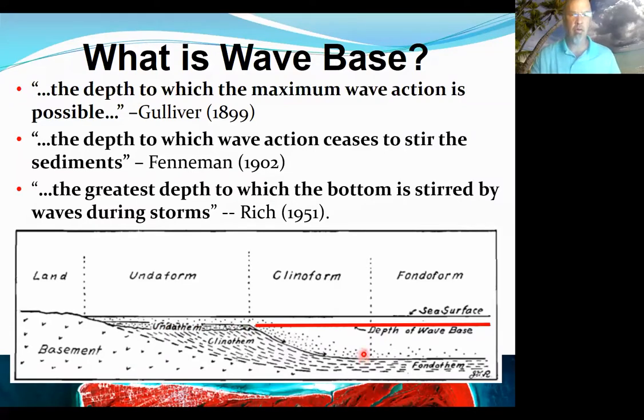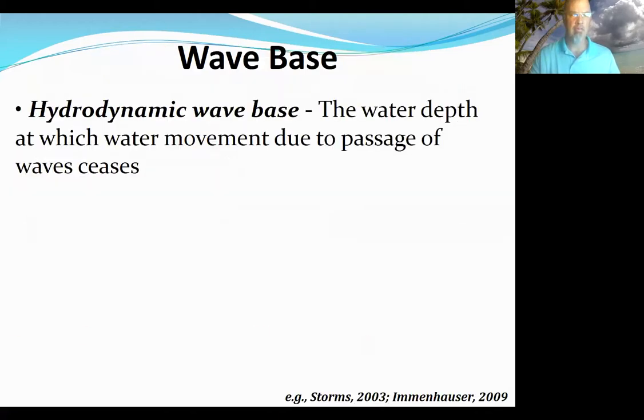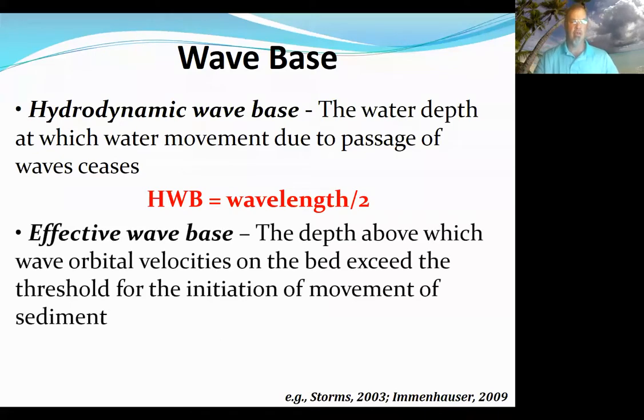Now, those of you who are more classic marine scientists as opposed to geologists, you'll say, well, hydrodynamic wave base is just the water depth at which movement due to the passage of a wave approaches zero or is zero. And this is simply the wavelength divided by 2, half the wavelength, right? It's hydrodynamic wave base. But if you're a geologist, this is irrelevant because you have to see evidence for sediment disruption. There has to be something happen on the seafloor for it to be preserved in the rock record. So geologists have been moving towards using what's known as effective wave base. That's the depth above which wave orbital velocities at the bed exceed the threshold for initiation of movement of sediment.